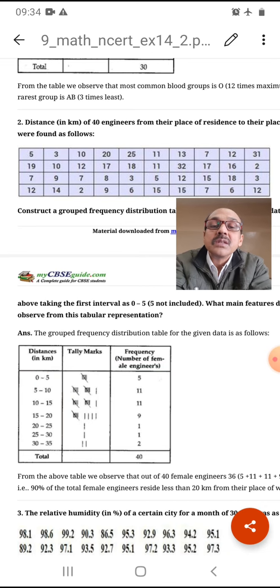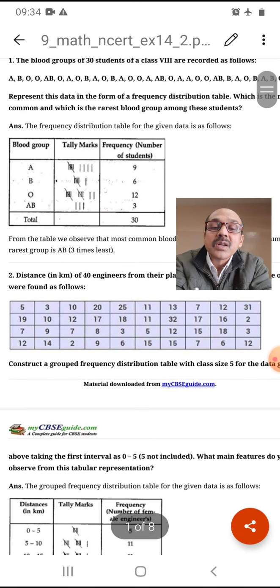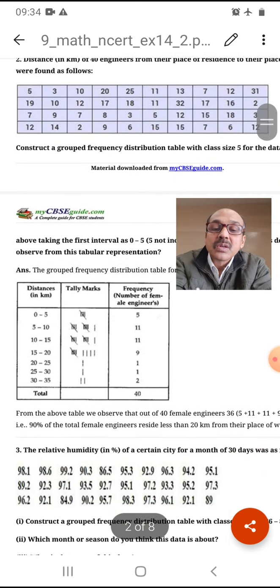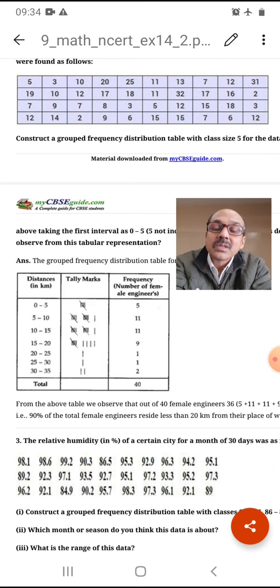Because see the question, 40 engineers' distances from their workplace are given. Here maximum is 32. So take up to 35. 30 to 32 we cannot take because the difference is 5. So all interval differences are the same. So last interval is 30 to 35, and first interval, as given in the question, you have to take 0 to 5.